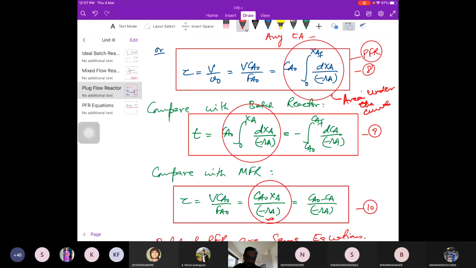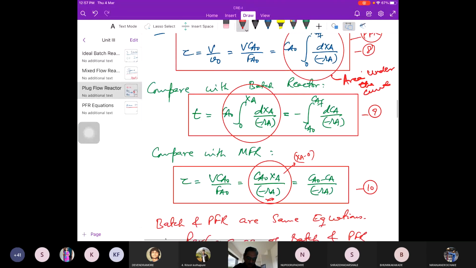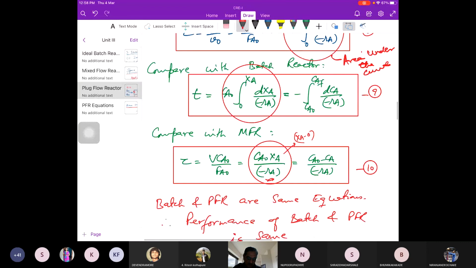Terms are same, CA naught, dXA, XA. Here it is nothing but XA minus 0, right? Minus RA, minus RA, minus RA. The terms are same, but in the mixed flow reactor, you'll not get an integral. In the batch reactor and PFR, you'll get an integral. And that's the way to remember it if you want to remember the same equation, because these are all called performance equations, right?